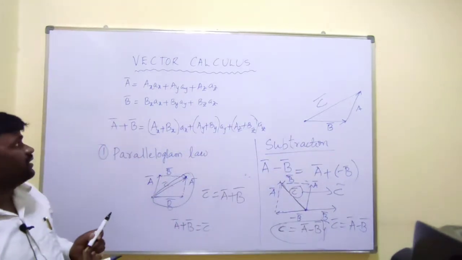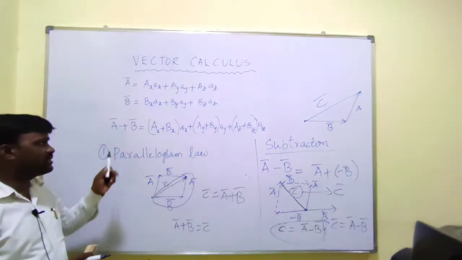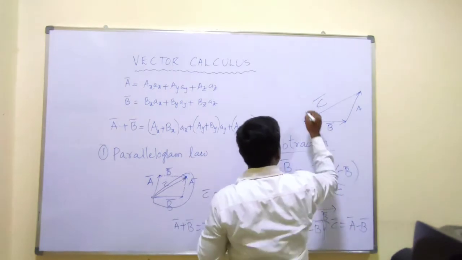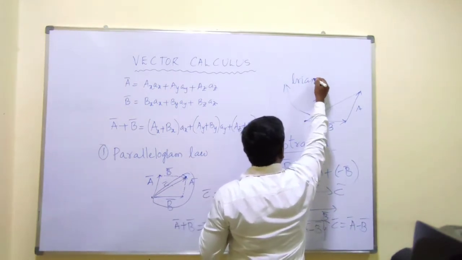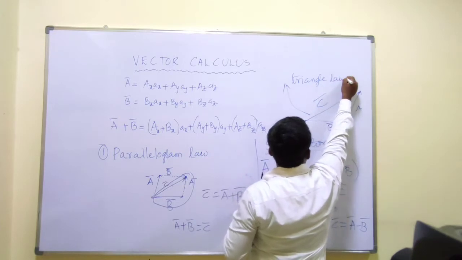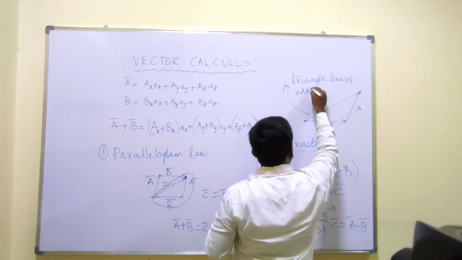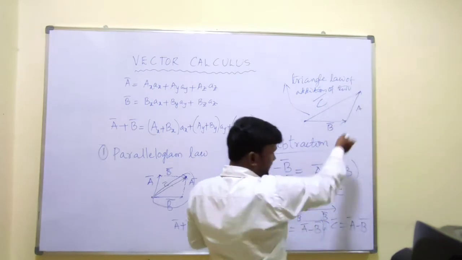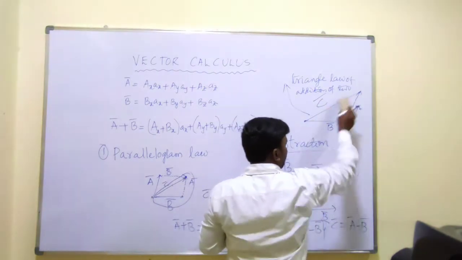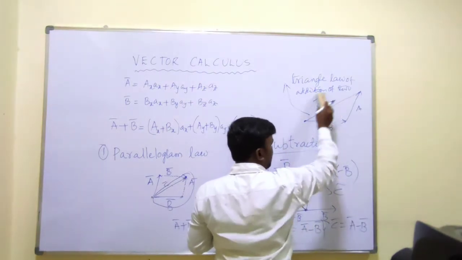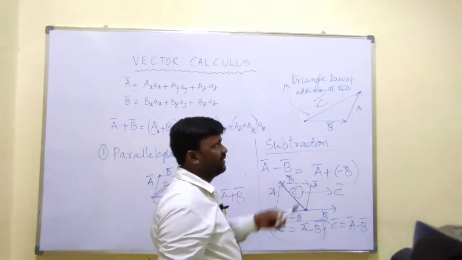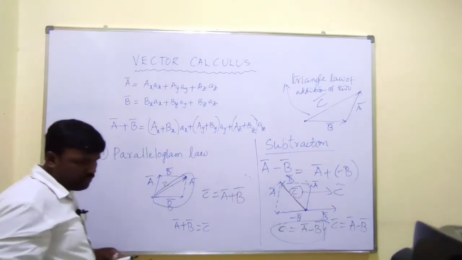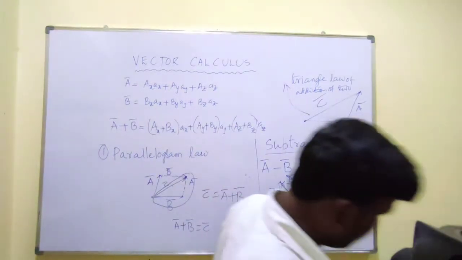This is about vector addition and subtraction by using the parallelogram law, or else the other one, the triangle law of addition of two vectors. If you have two coplanar vectors and you form a triangle like this, this side represents the resultant vector of this a bar and b bar. Okay. Next we will move on to the multiplication of vectors.